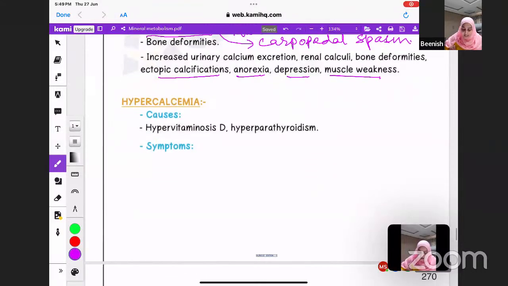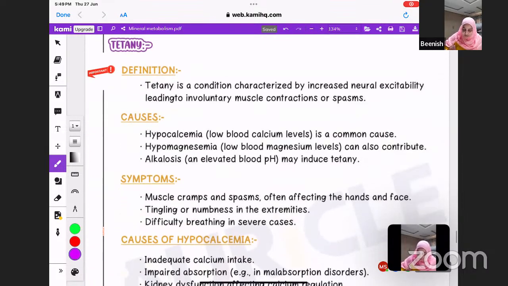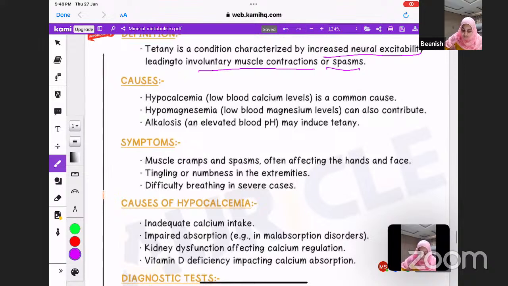And then talking about hypercalcemia, that is increased calcium levels. So in case of hypervitaminosis D, hyperparathyroidism. Then before we end, let's talk about tetany. So tetany is a condition characterized by increased neural excitability leading to involuntary muscle contractions or spasms. So in tetany, there are involuntary muscle contractions. The causes are hypocalcemia, that is low calcium levels.